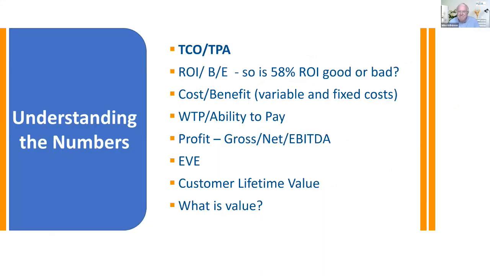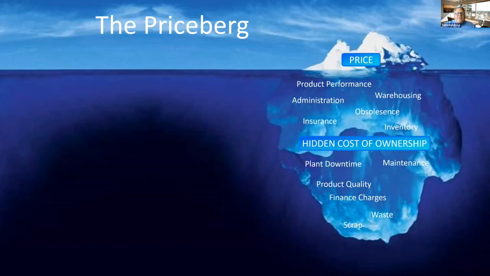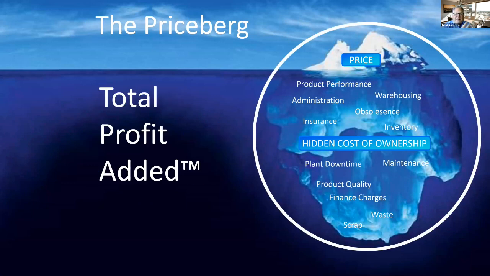Thanks, Mike. Well, we'll cover a lot of different things in the commercials. The first one being, what is total cost of ownership, and the evolution of that to something called total profit added, which is a more holistic view. Here you see the price berg. I think it's great because procurement can see price. It's above the waterline. It's something they can see. It's something they can measure. But it's all these things below the waterline that we think we can affect their profitability with.